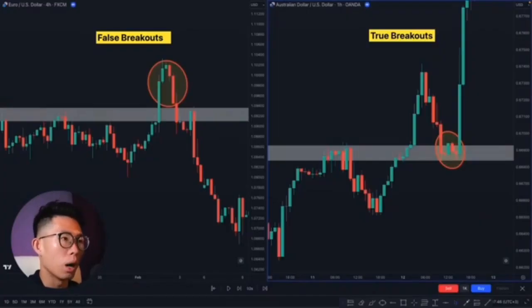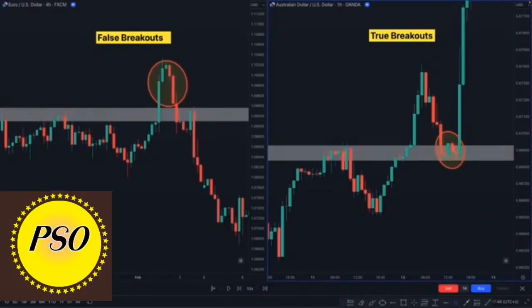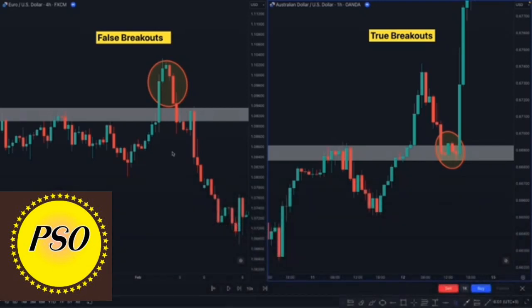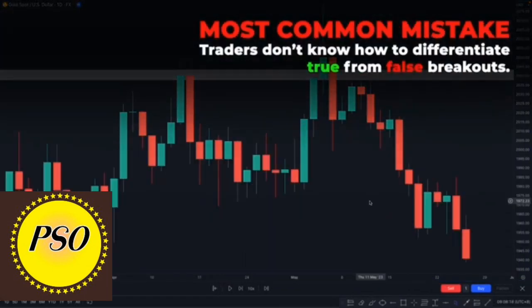Let's talk about breakouts. When it comes to breakouts, there are two types: your false breakouts that we have on the left and your true breakouts, which is the one on the right. Let's start off by talking about false breakouts, because that's the one where most beginner traders get tricked. Like I said, the biggest mistake price action traders make is that they do not know how to differentiate false breakouts from true breakouts.